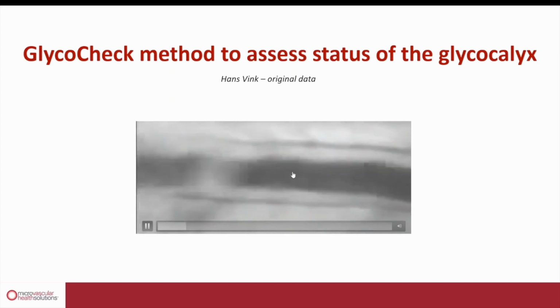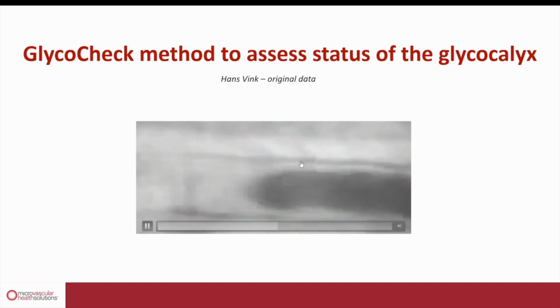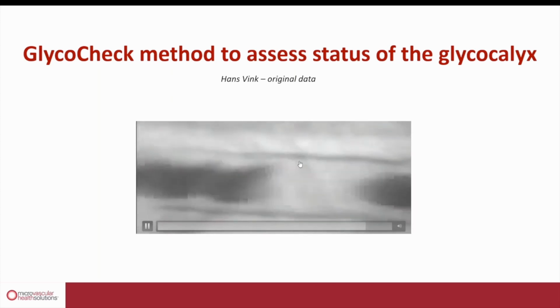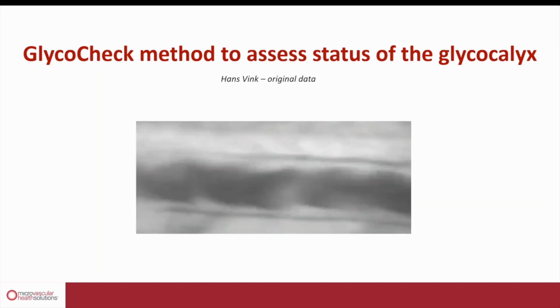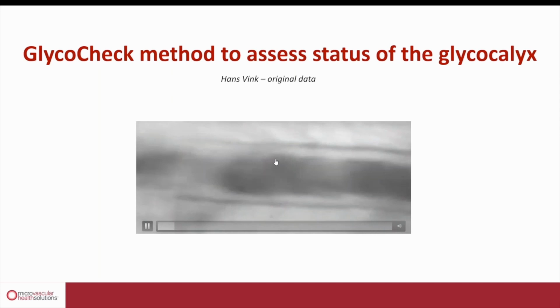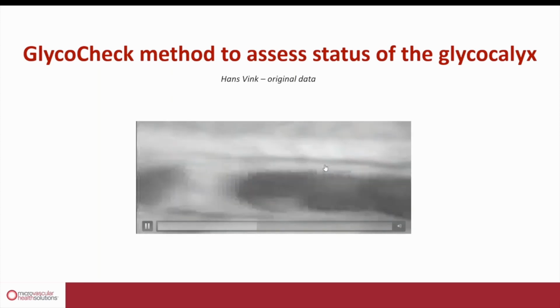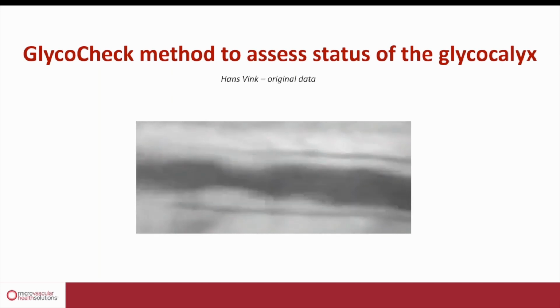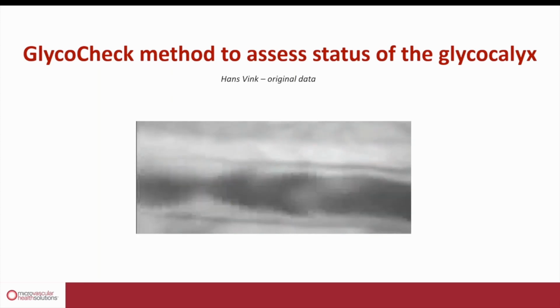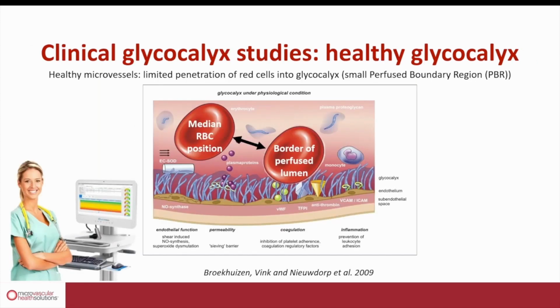And we measure the width of that red cell column and see how close it can get to the endothelial surface. As I showed before, in a healthy individual, the red cells cannot get close to the endothelium because that space between the red cells and the endothelium is filled with that protective glycocalyx gel that prevents the red cells from getting too close to the endothelium. Again, schematically, that's shown in this slide.